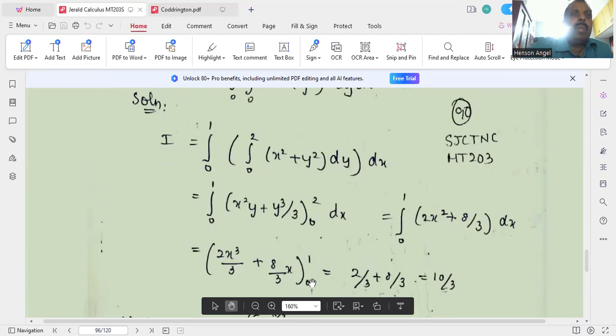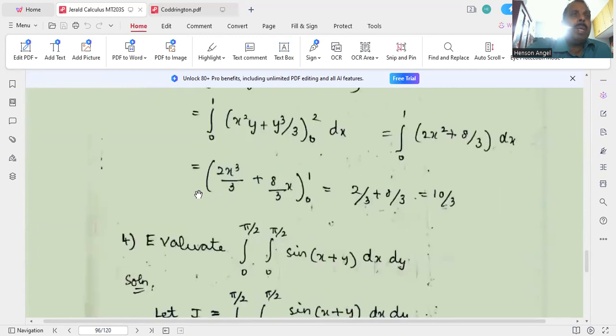Now we have to apply the limits, upper limit 1, lower limit 0. So when you apply the upper limit 1 for x, we get 2 by 3 plus 8 by 3, that is equal to 10 by 3. When you apply the lower limit 0, we get 0. We need not write that value. So here the answer is 2 by 3 plus 8 by 3, that is equal to 10 by 3. So this completes the third problem.